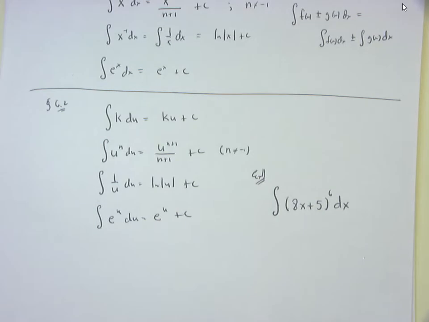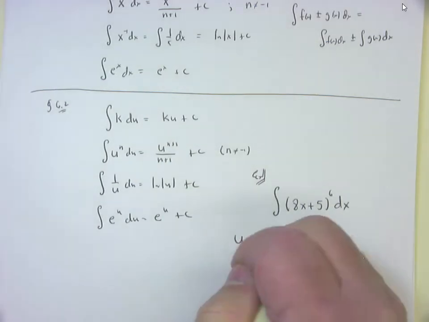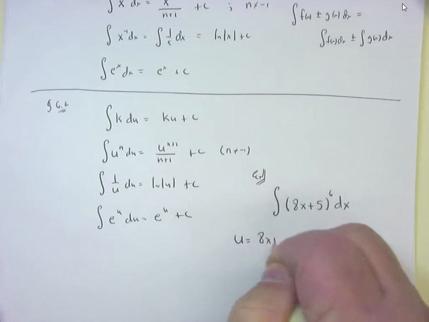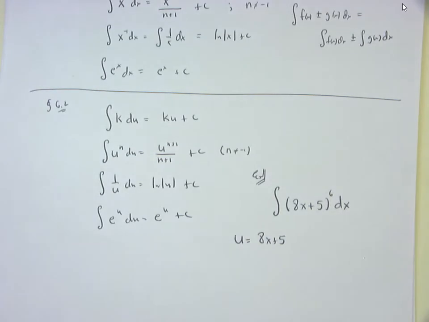Okay? Now, first rule of u substitution is this. You've got to figure out what you're going to let u equal to. It's a game of converting hard problems into one of these formulas. In this game, I'm going to let u equal the 8x plus 5 inside parentheses. That's your number one rule for u substitution: let u equal inside the parentheses.